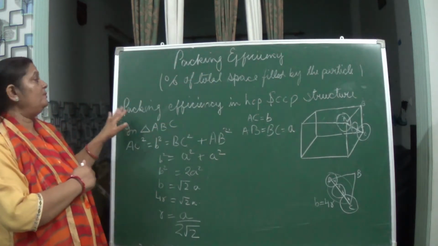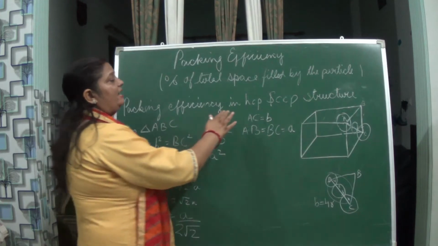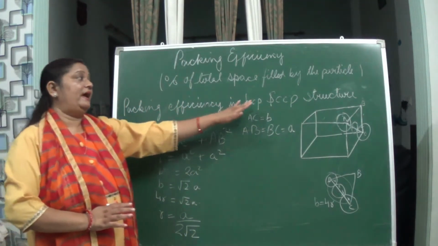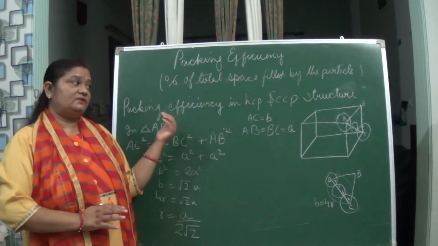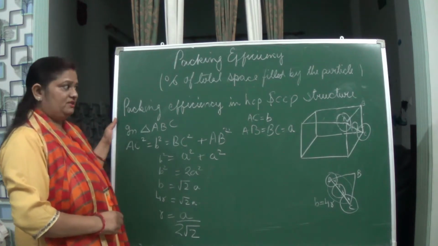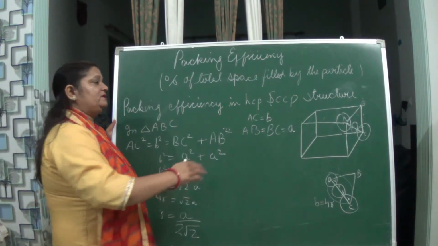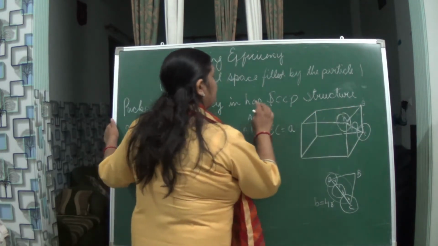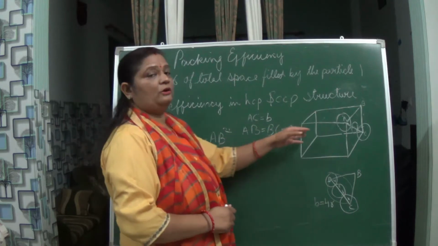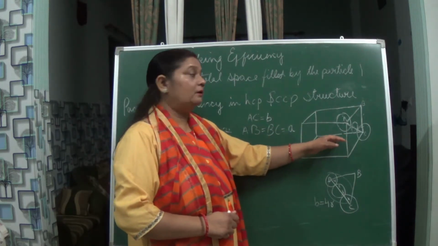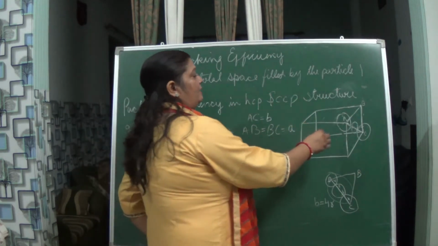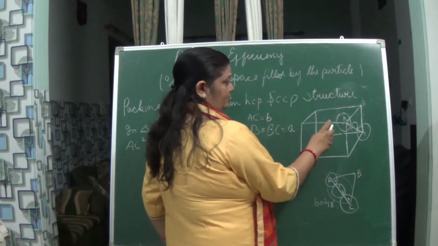So first we will be studying the packing efficiency of the HCP and CCP structure, which we studied in the last video, isn't it? Here we are going to study its packing efficiency. Here you can see this is a cube. As this is an HCP and CCP structure, atoms will be accommodated in the face centers along with the corners. Here we will be calculating the packing efficiency.